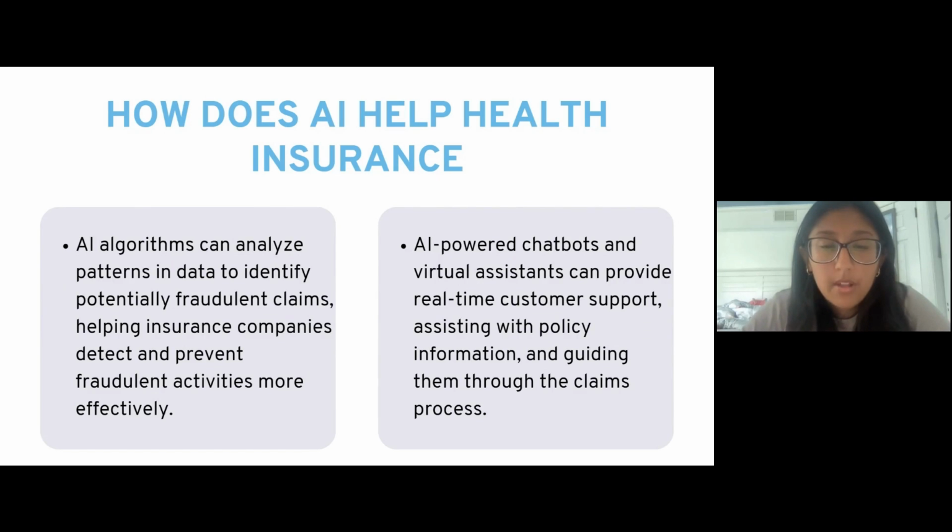AI-powered chatbots and virtual assistants can provide real-time customer support, assisting with policy information and guiding them through the claims process.